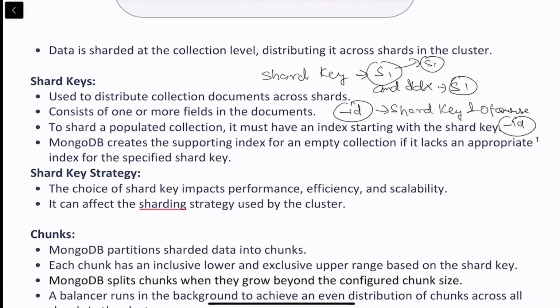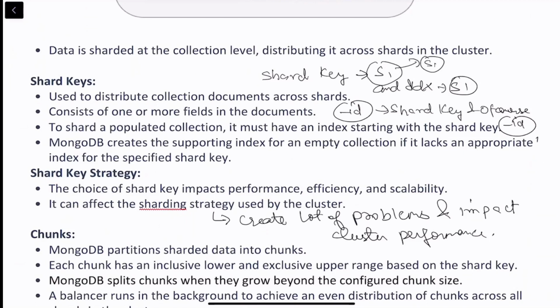The choice of shard key is not arbitrary. It plays a pivotal role and will impact the performance, efficiency and scalability of our MongoDB cluster. It is a strategic decision that also influences the overall sharding strategy. If we have a shard key that is very memory intensive, and since the indexes are maintained in memory, it will create a lot of problems and impact cluster performance.